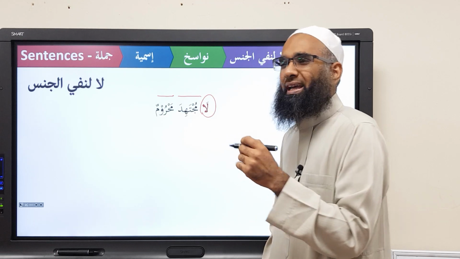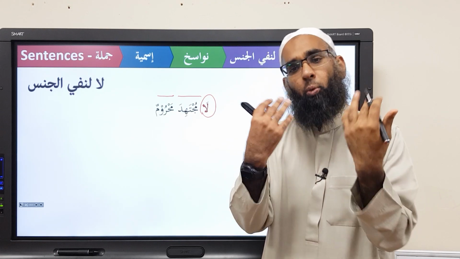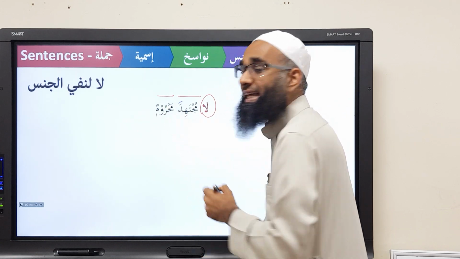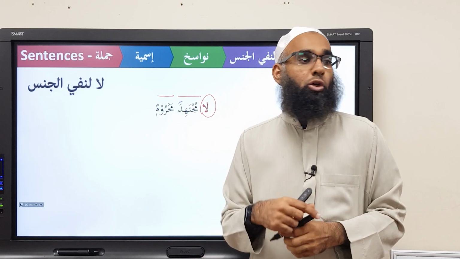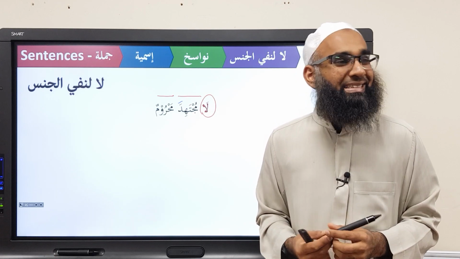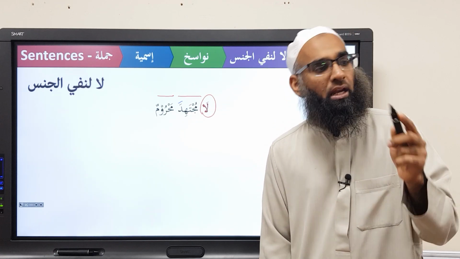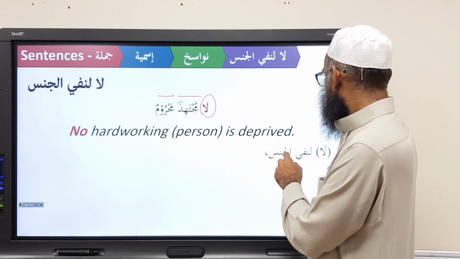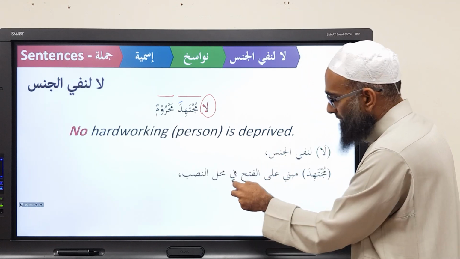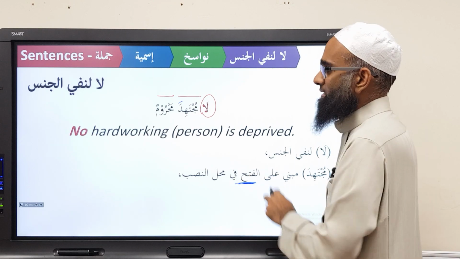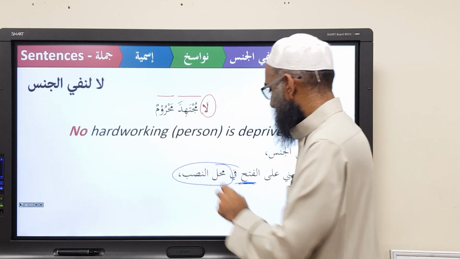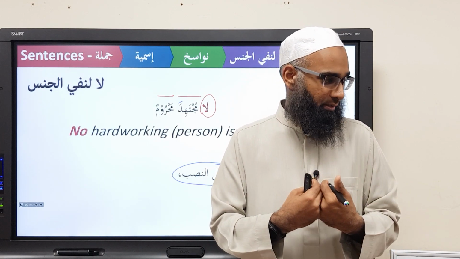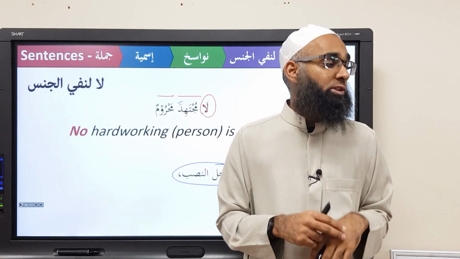Now, there's a difference of scholars, but for now we're just going to go with what the standard is. Because this doesn't have tanween, you don't say la mujtahidan. You say only one fatha. So you don't say it's mansoob. Technically what you say is mabni al-fath. You say la linafyi al-jins, it's mabni al-fathi fi mahallin nasb. You don't have to worry about that for now. Fi mahallin nasb means it's like a mansoob position. But it's mabni al-fath, it's not mansoob.